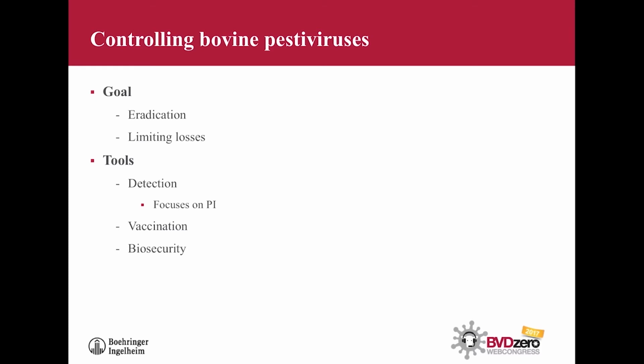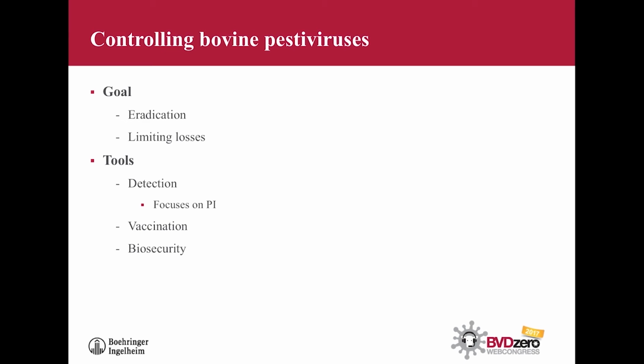So controlling the infection with bovine pestiviruses, our overall goal is eradication. In the United States, we haven't opted to go that way. We're looking more, rather than getting rid of the virus entirely, at just limiting the losses of the infections as they occur.